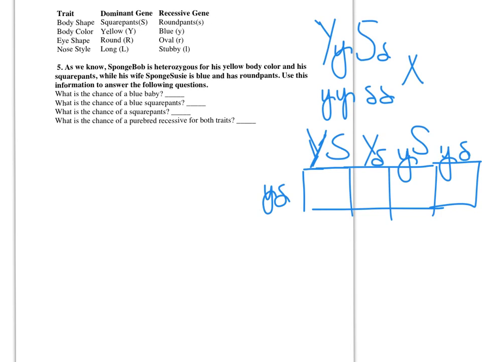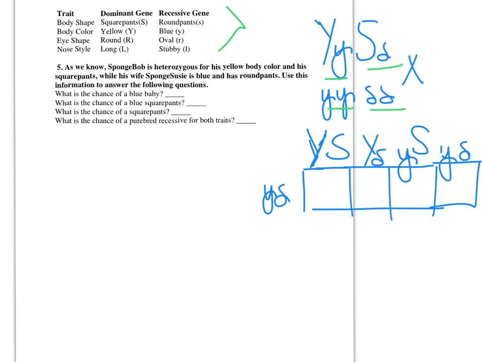So SpongeBob's heterozygous for yellow, and here's our legend, right, for his body color and for his SquarePants. So he's a double heterozygote, and then Sponge Susie is our homozygous recessive. So essentially this is a test cross. So this is a dihybrid test cross.